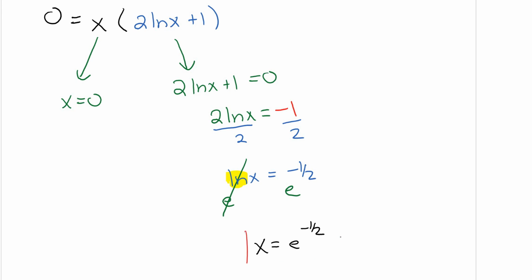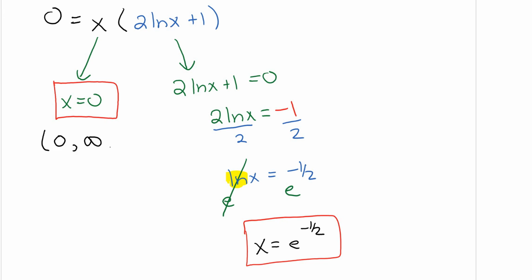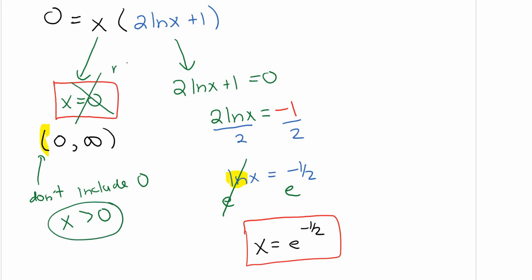So this right here is one of your critical numbers. And you might think that x equals 0 is your other critical number, but at the beginning of the problem, the domain was from 0 to infinity, and you'll notice that this means we don't include 0. I also said at the beginning of this problem that's the same thing as x is greater than 0, so we don't include 0, so this one right here we just reject. So this right here is our final answer for that particular problem.